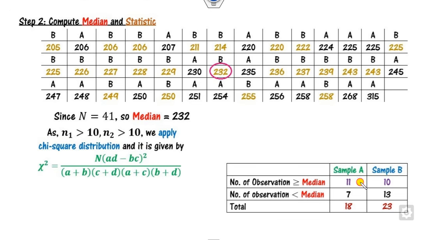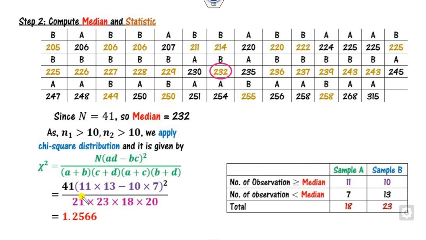So this is my A, this is my B, this is my C, and this is my D. So this is AD minus BC. What is the N? The total of this is my 41, this is my 21, this is my 20. So you can substitute this value. This is my 41 as the total, this is my 21, this is my 20. So you can see AD minus BC over 21, 23, 18 and 20. So after the calculation you will get here.